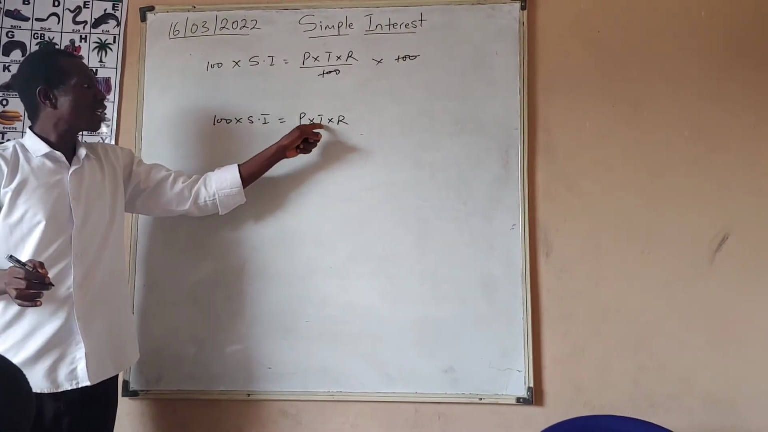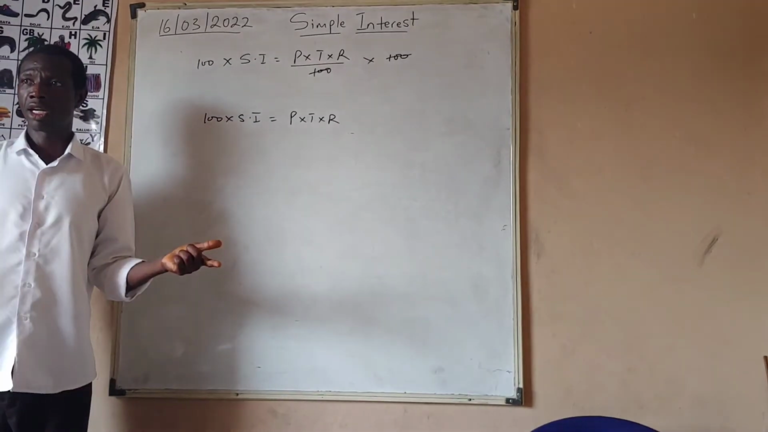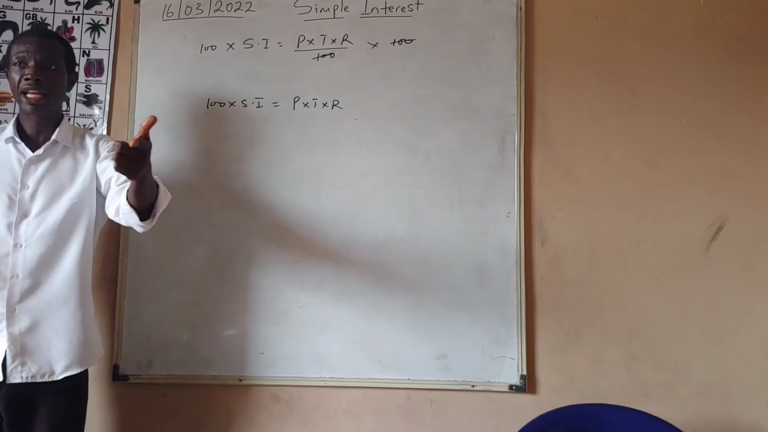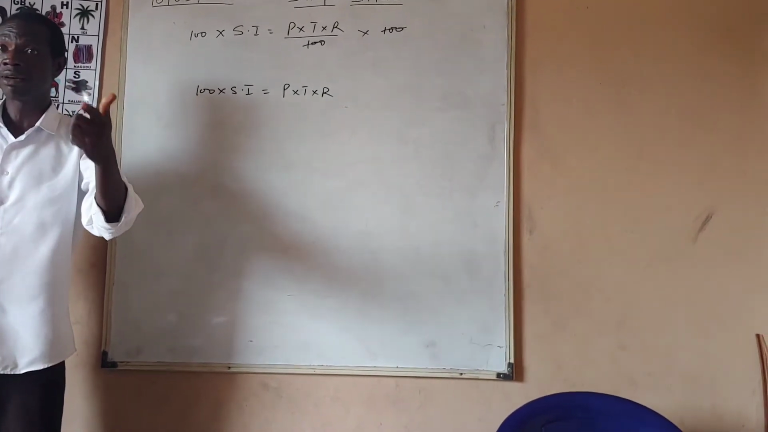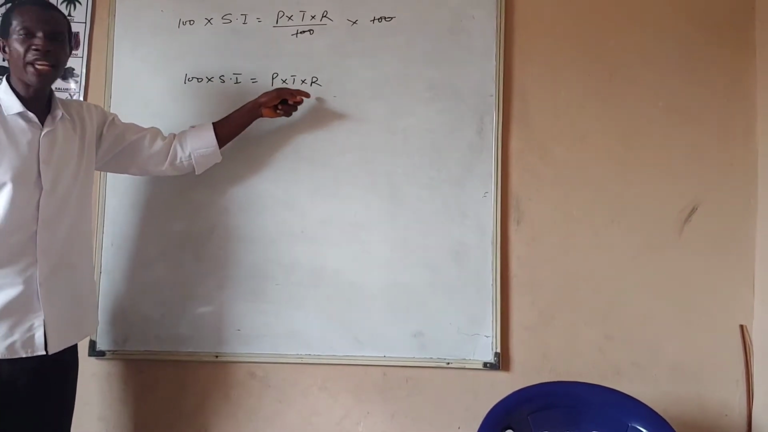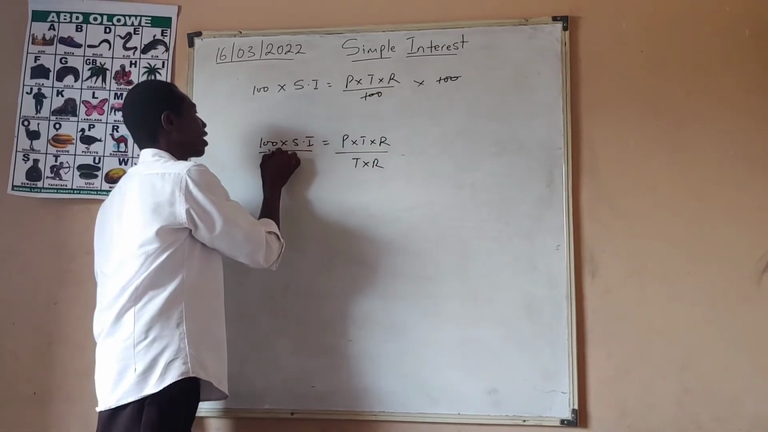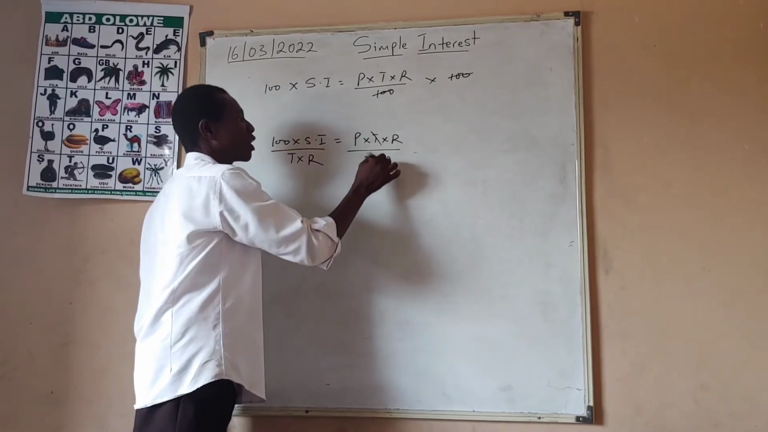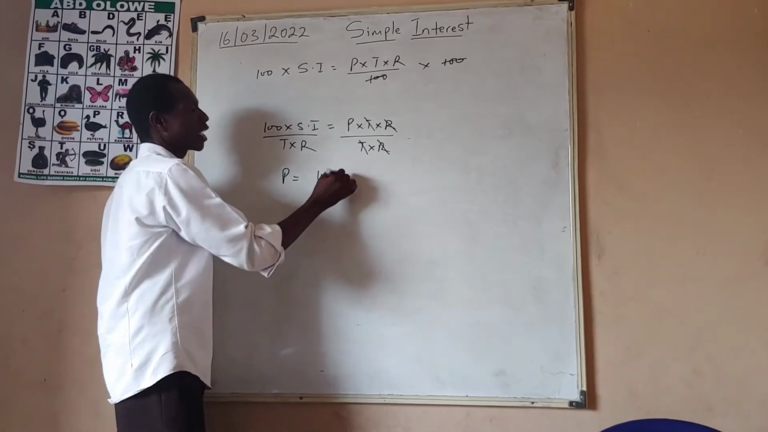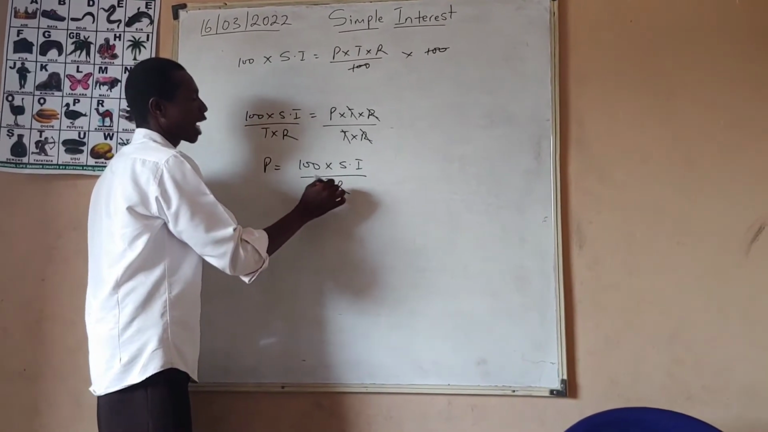To remove this time and rate from this side, what do I have to do? Somebody, can you remember? You don't cross multiply. You divide both sides by the time and the rate. You divide both sides by the parameter you want to remove. So here now you're going to divide by time and rate, by time and rate. So time will cancel time here, rate will cancel rate here. So you're going to have principal equal to what? 100 times simple interest over time times rate.